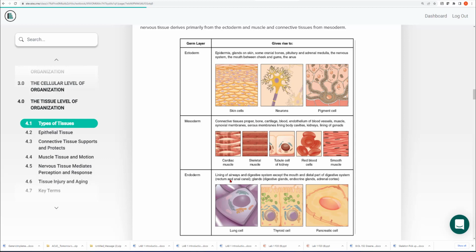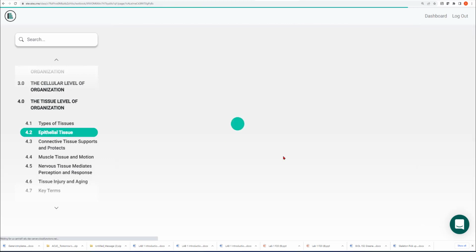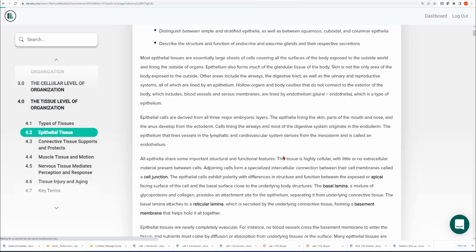So the cells that line down the trachea, that line down the stomach and the intestine and down the esophagus, even the cells that line our blood vessels, all of those cells are derived from the endoderm. So, recap. Epithelial tissues are made from all three germ layers. Connective and muscle tissues are made exclusively from mesoderm. And the nervous tissue is made exclusively from the ectoderm. So let's take a look.